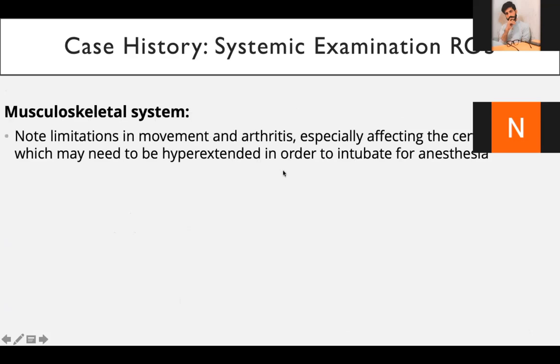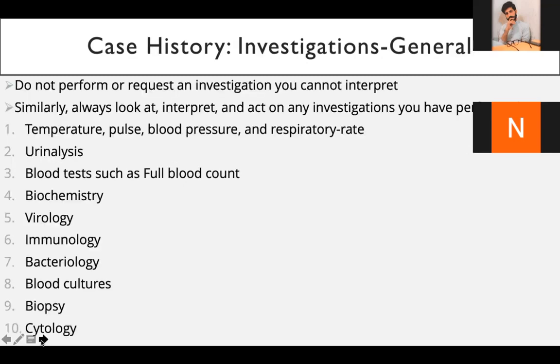And then the musculoskeletal system: you ask about arthritis and cervical spine hyperextension, related to anesthesia, because sometimes you have to perform prolonged dental procedures which require local anesthesia. At that time, if the skeletal system or cervical spine has some problems, you suggest a collar to protect the neck during the dental procedure. That's also why the musculoskeletal examination is important.